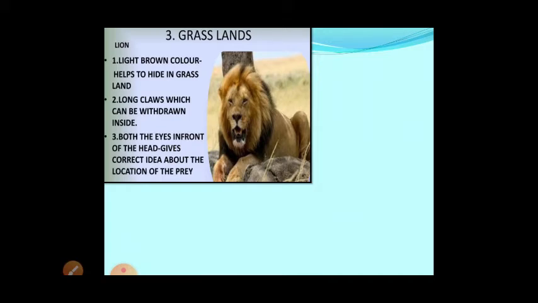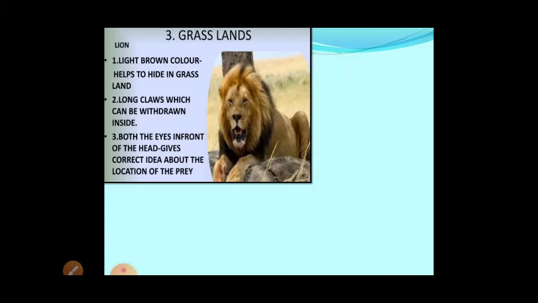Okay, you all have seen lions on TV or in pictures. The structure of a lion and lioness is different. A lion has more hair around its neck, whereas in a lioness we can't see that. So this is the difference.